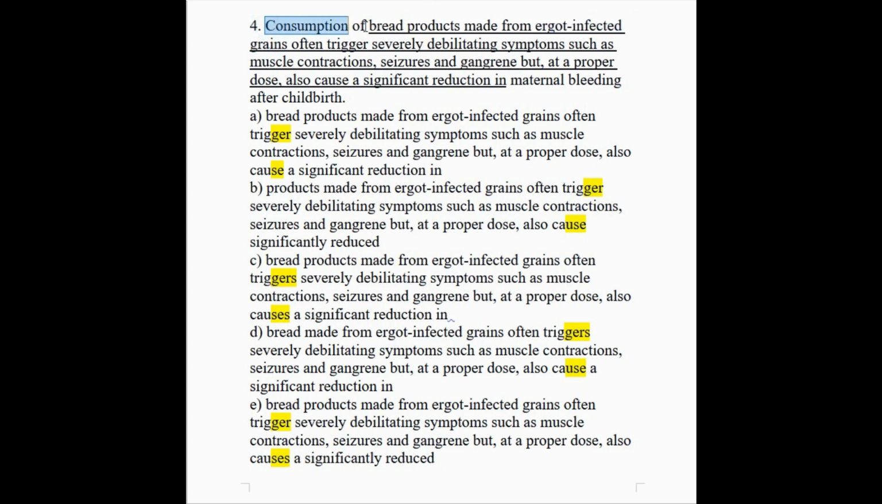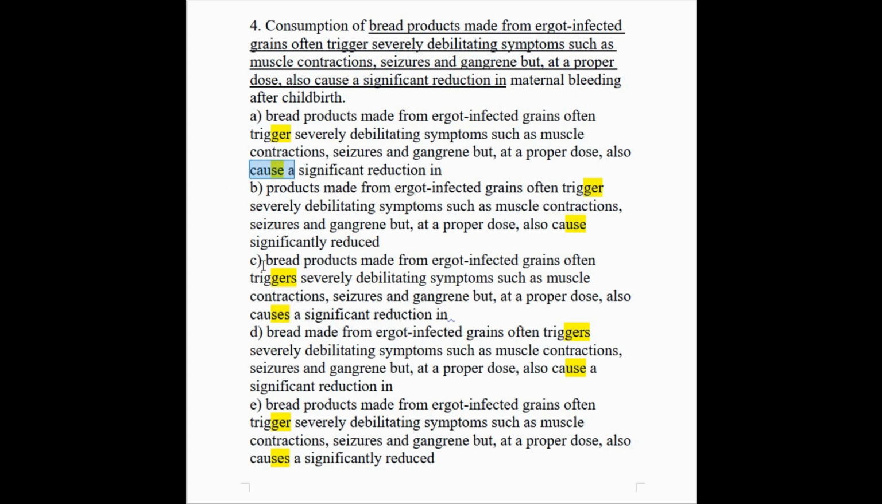And then we have a prepositional phrase describing the kind of consumption. And because the prepositional phrase, the of blah, blah, blah, is all describing consumption, that means that consumption is at the top of the pyramid. It's consumption which is being described by every other word in the noun phrase, okay? And so it's consumption of blah, blah, blah, which triggers severely debilitating symptoms and causes a significant reduction in maternal bleeding after childbirth.